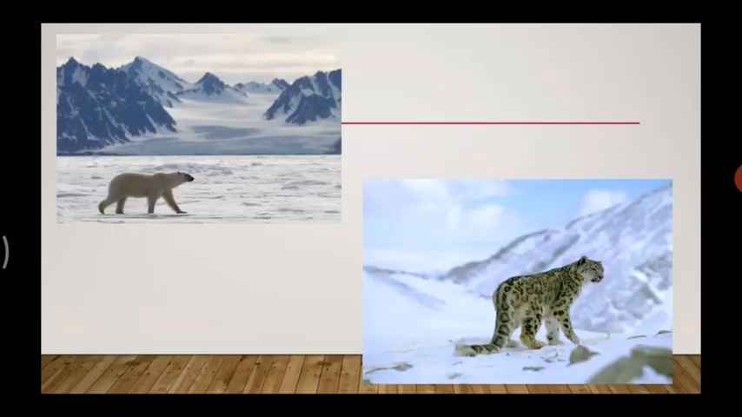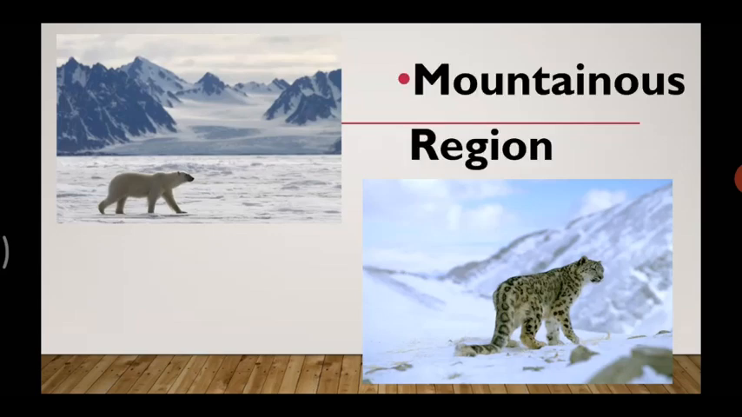Look at this picture. What is this picture about? This picture is of a mountainous region. Here also we find animals, right? You all must have seen that in the places where it snows. There also there are animals. Now, which animals do we find there? We find animals like polar bears, reindeers, snow leopards. That means at different regions we find different kinds of animals.